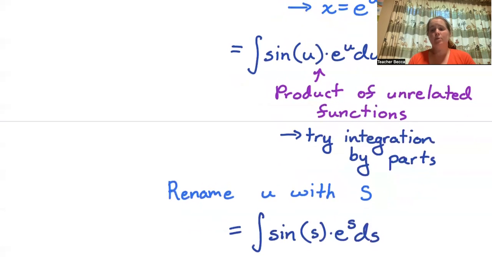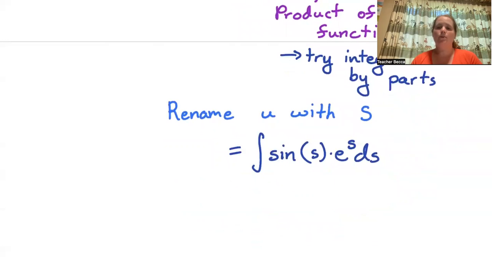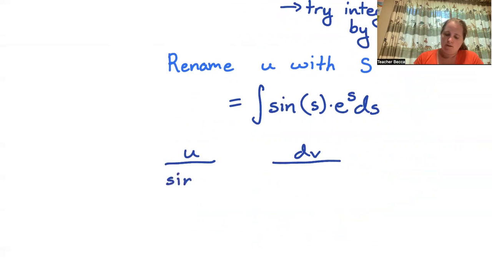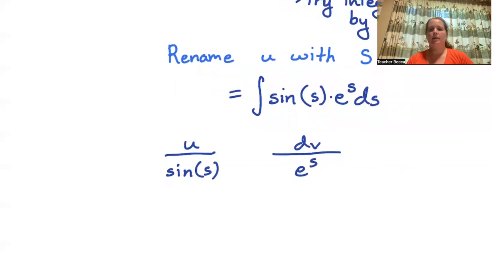The reason I did this is because in our integration by parts, I use u and dv. So let's do our u and dv. Doesn't matter which we pick as which. I'm going to pick sine as my u. So sine of s is my u. e to the s ds is my dv.